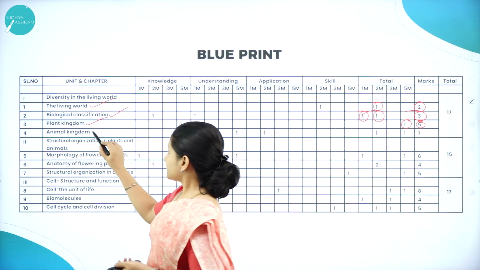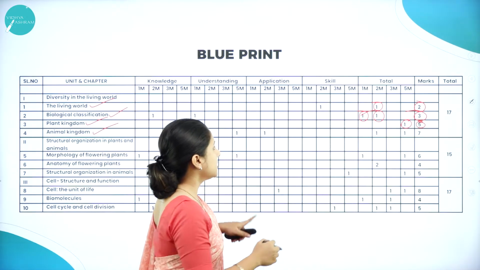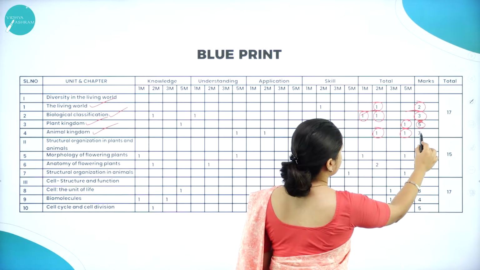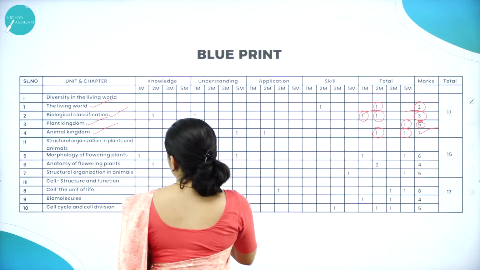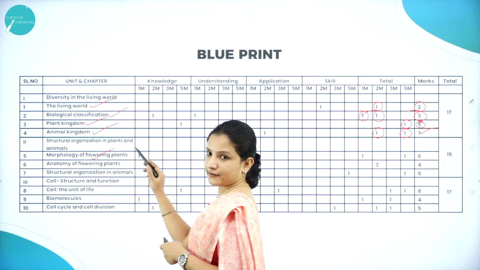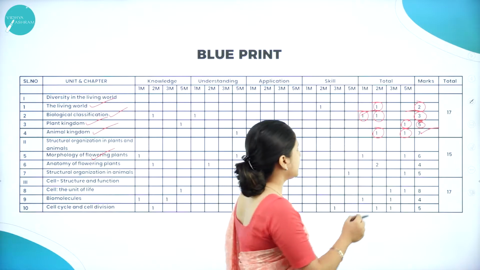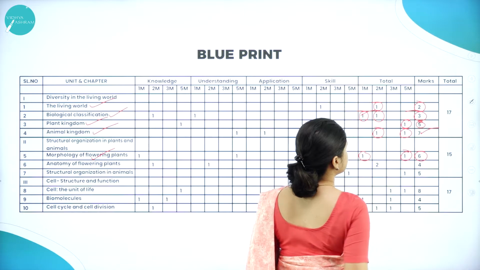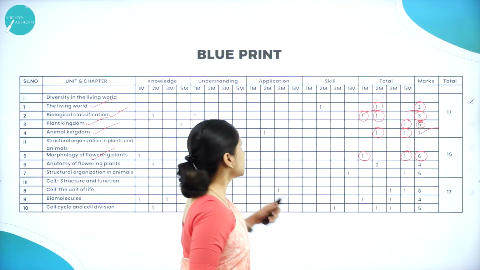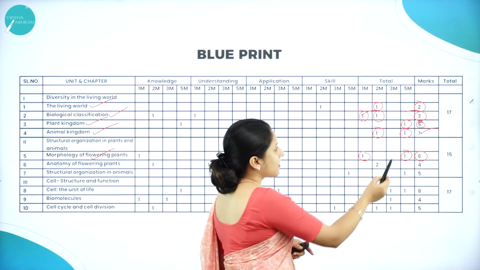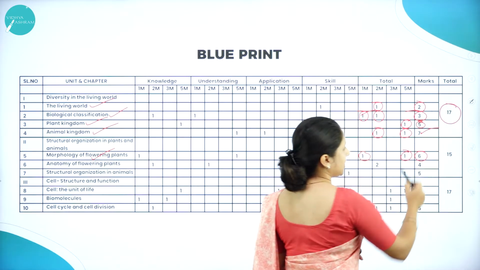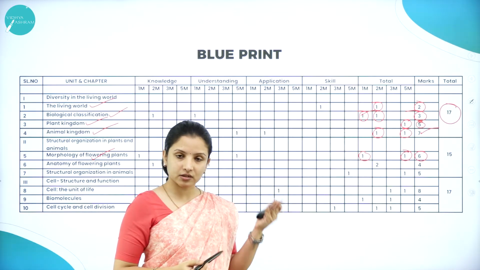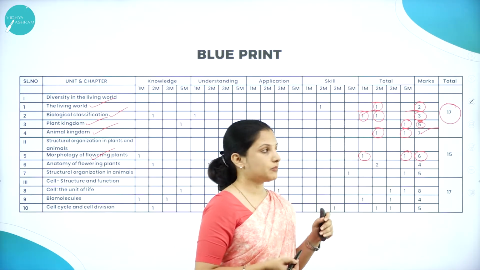Next, moving on to Animal Kingdom. It carries 1 question for 2 marks and 1 question for 5 marks, therefore 7 marks. Next, Morphology of Flowering Plants: they usually ask 1 question for 1 mark and 1 question for 5 marks. The total is 6 marks. So your first unit, that is Diversity in the Living World, has a total weightage of 17 marks. It is an easy unit, so study the first unit well. Easily you can score 17 marks there.